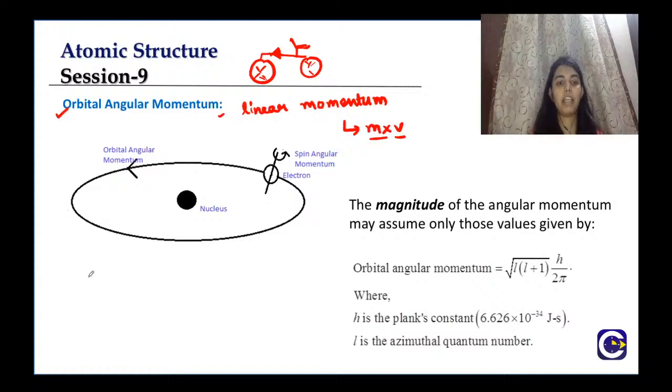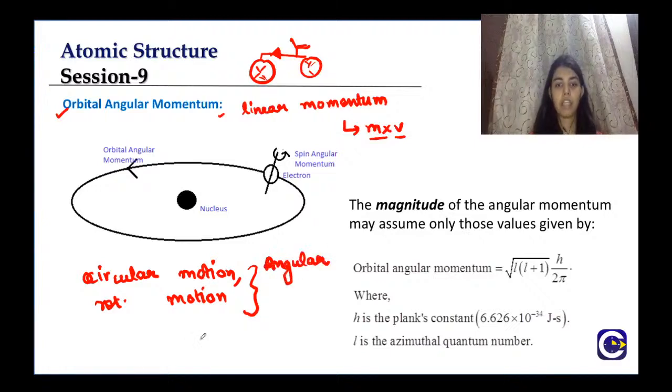When an object is in circular motion or in rotational motion, then we apply the concept of angular momentum. Because if you see, this is the particle, let us say, and it is moving in a circular direction. Can you see here that the angle is changing? Therefore, we define angular momentum for objects having circular motion as well as rotational motion. With an electron, there are two angular momenta associated with it, that is the orbital angular momentum and the spin angular momentum.